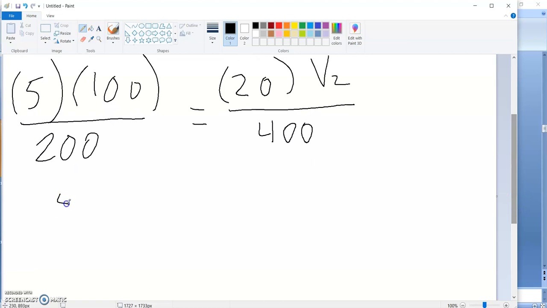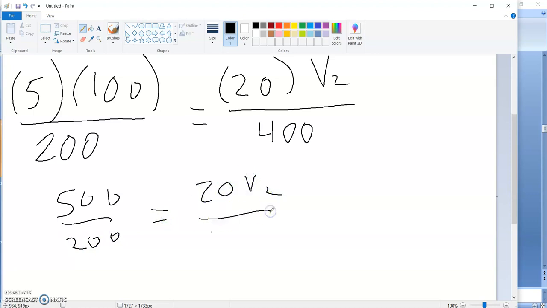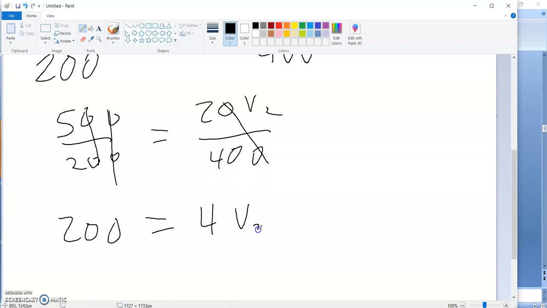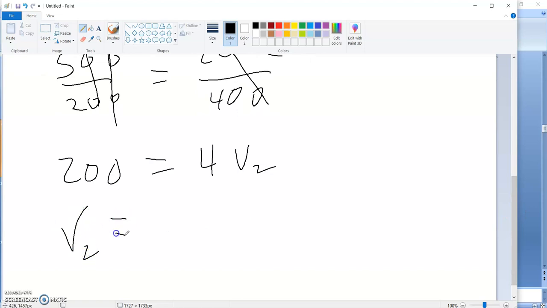So we've got 500 over 200, since I don't have a calculator, I'm doing it by hand, I picked easy numbers, equals 20 V2 over 400. I could have simplified that, I guess. So now, I'm going to reduce these zeros. So 5 times 40 is 200, equals 2 times 2 is 4 V2. Again, use a calculator if you like. And now V2 equals 200 over 4, which is 50, right? Looks like we get a volume V2 of 50 milliliters.